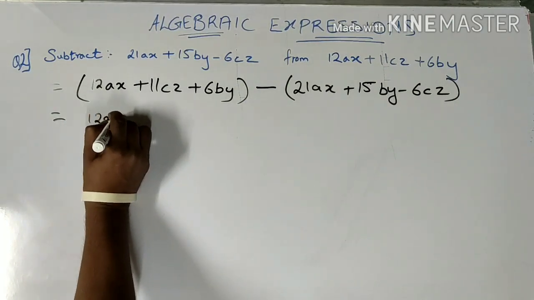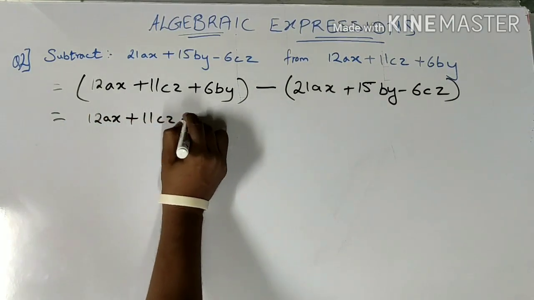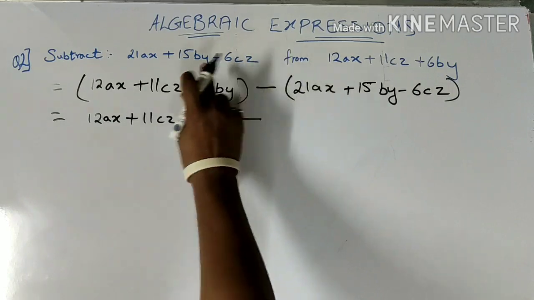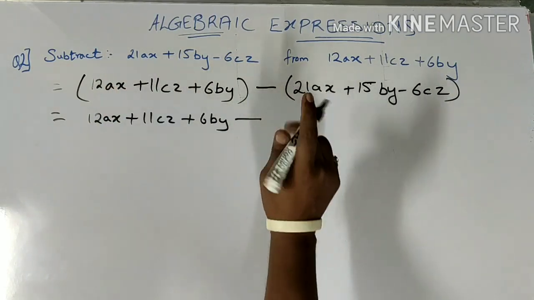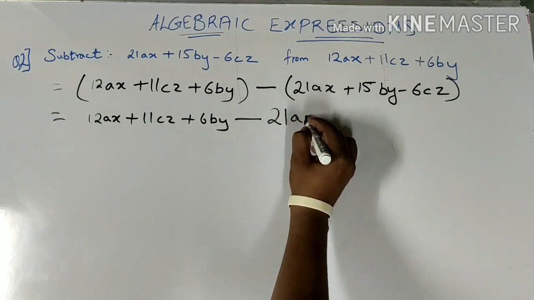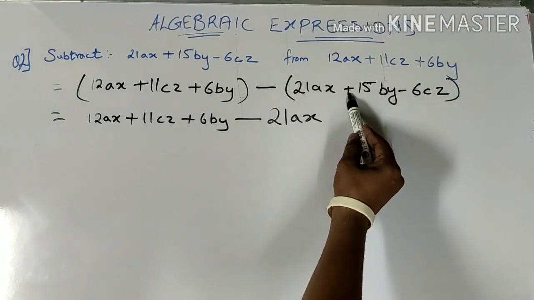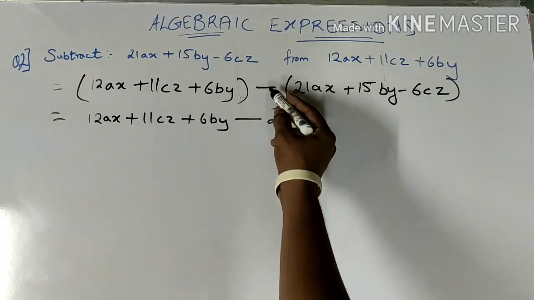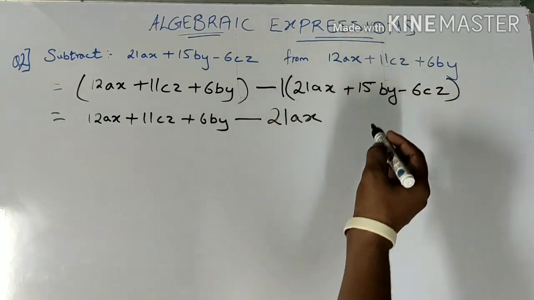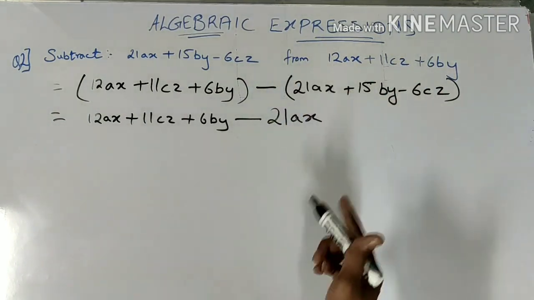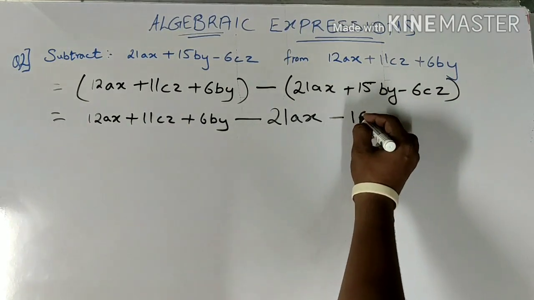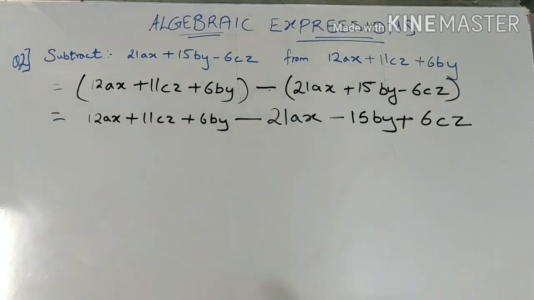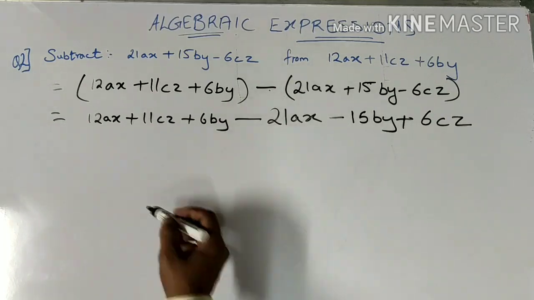So I'll write the first term of the first algebraic expression, and then we'll move on to this minus sign: minus, and this 21ax is a positive one. So minus will react with positive sign and this 21ax will become minus. Now this 15by is a positive term. When minus multiplied by plus, it is nothing but minus 1 multiplied by plus 15. So minus multiplied by a plus sign becomes minus. So minus 15by, minus and minus will become plus 6cz. Now you can operate with the like terms.